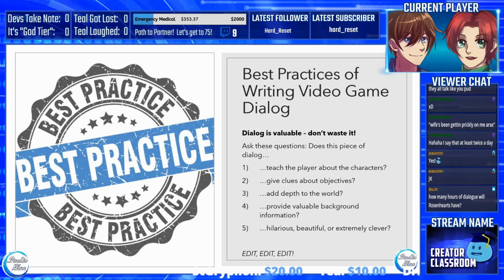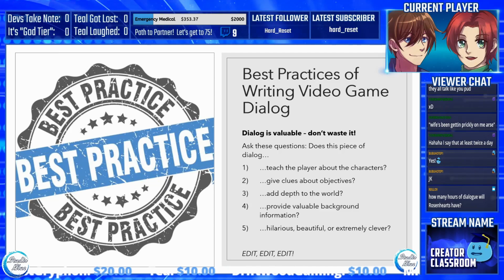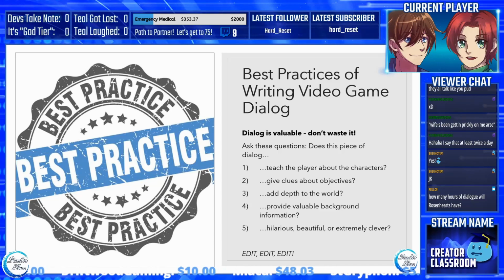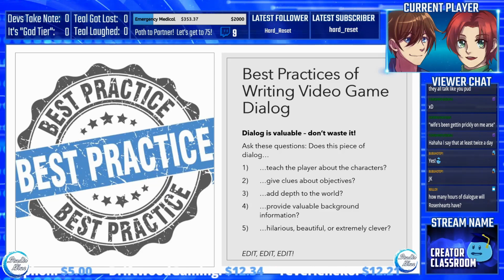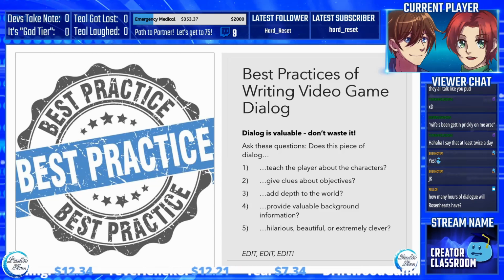Fourth, does this dialogue provide valuable background information? Very important. You want to delete unnecessary information so that only the meat of what needs to be said remains. Backstory is good, but most people just aren't into it as much as you are, the dev. So keep it short and save your long-winded expositions for that discoverable dialogue.